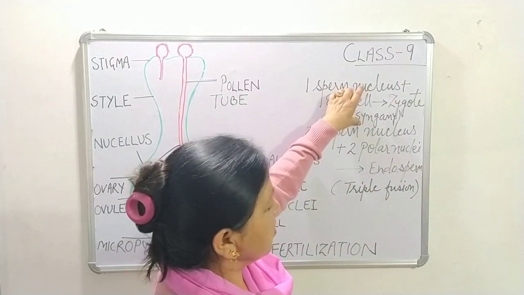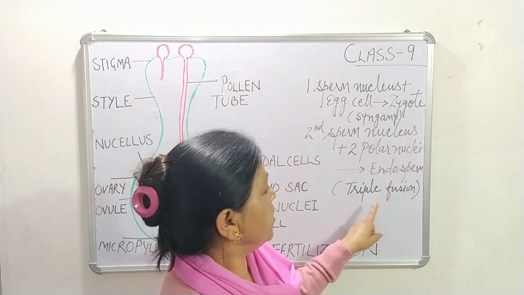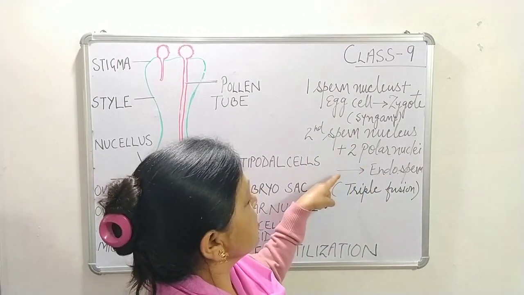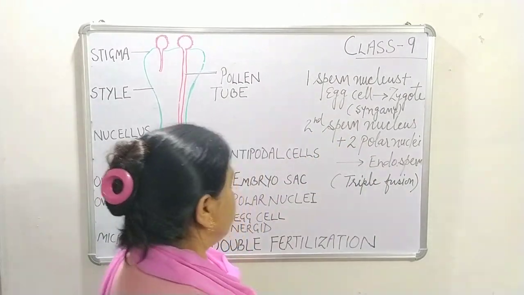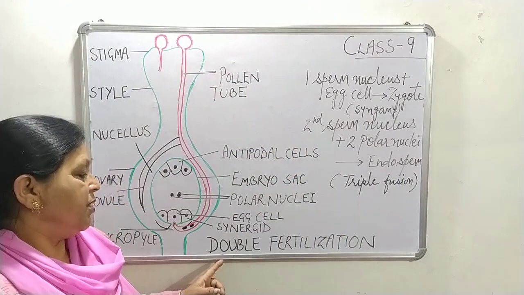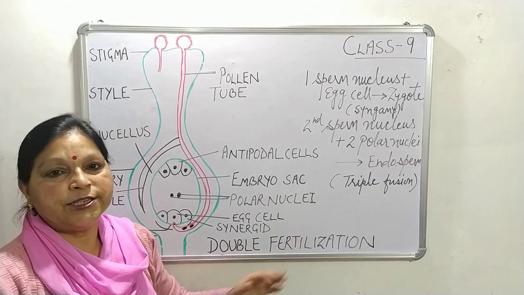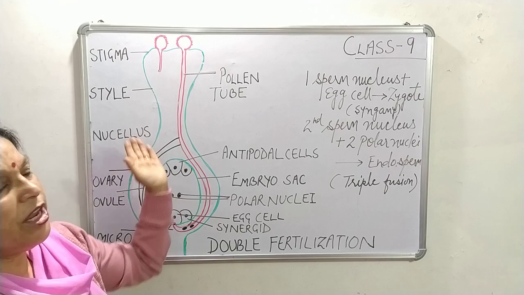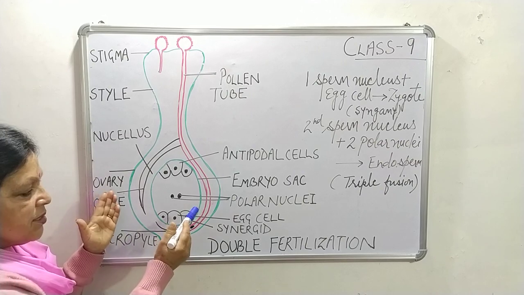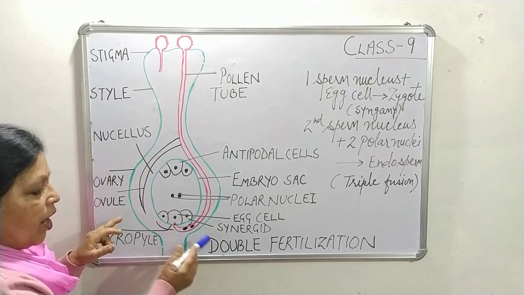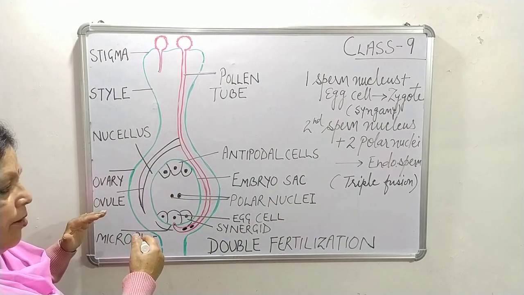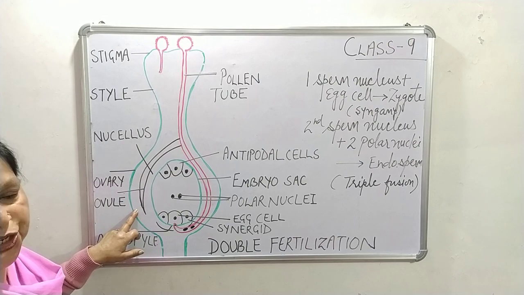So one is syngamy, by which the zygote is formed, and the other is triple fusion, by which the endosperm is formed, where 3 nuclei are fusing together. Because inside the embryo sac 2 fertilizations are taking place, the process is known as double fertilization. After this, what happens? This is still attached to the parent plant and is still part of a flower. So after double fertilization, what happens to the other parts of the flower? These are known as post-fertilization changes.